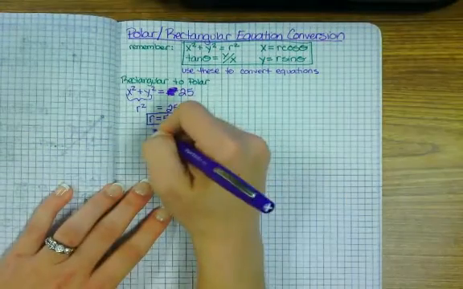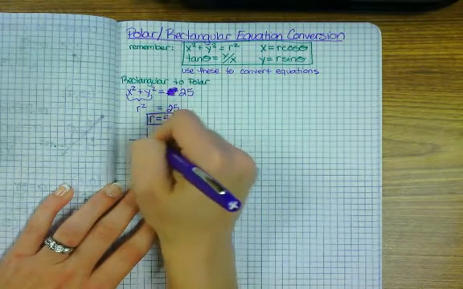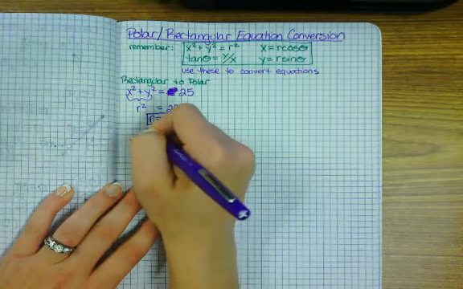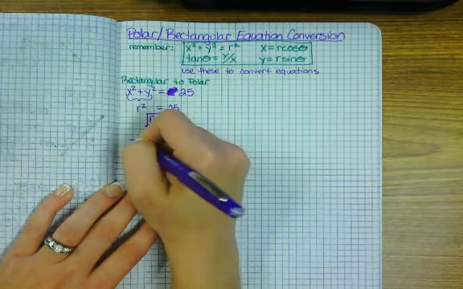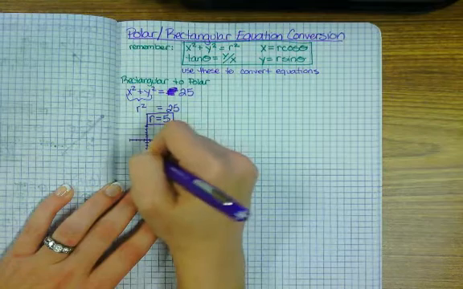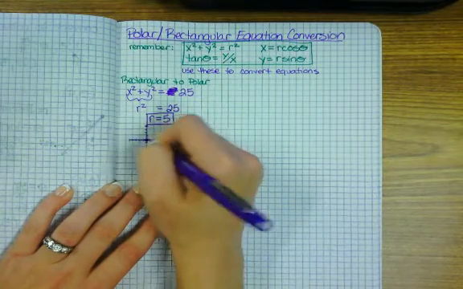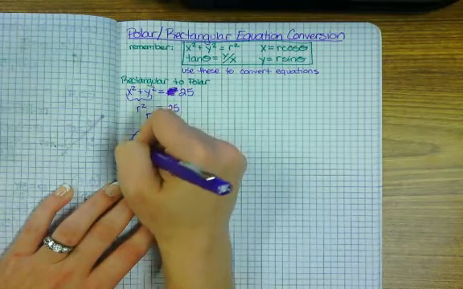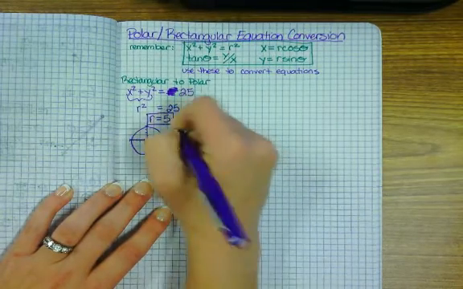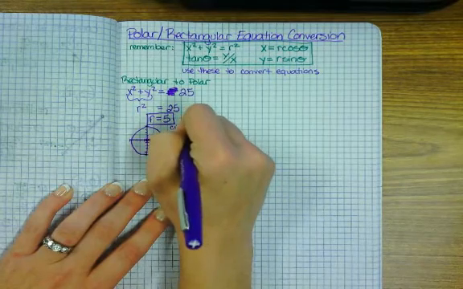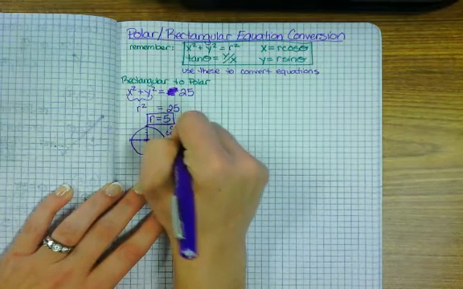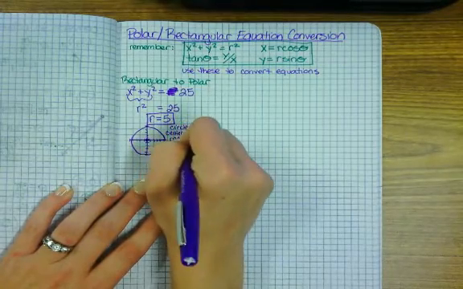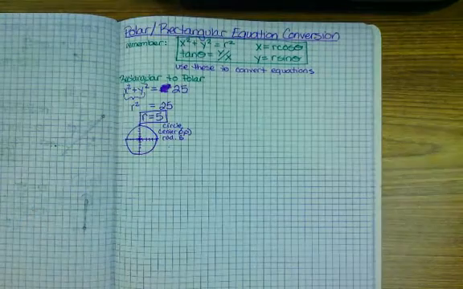So if we graphed it, it would look like this. 1, 2, 3, 4, 5 in each direction. Center at 0, 0 at the origin. Circle, center 0, 0, radius 5. Pretty simple.